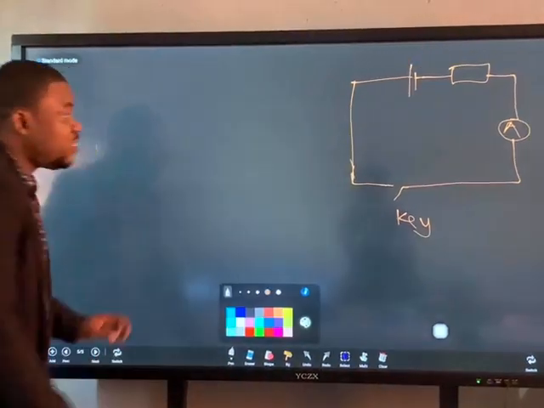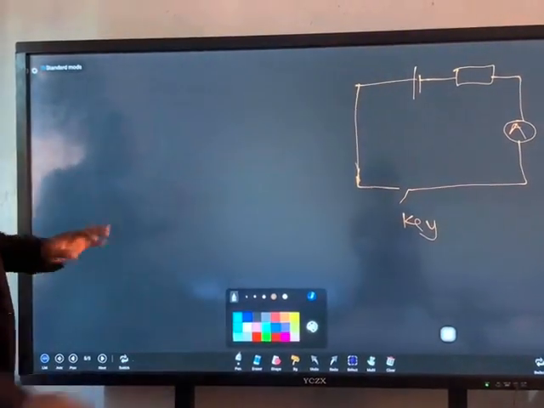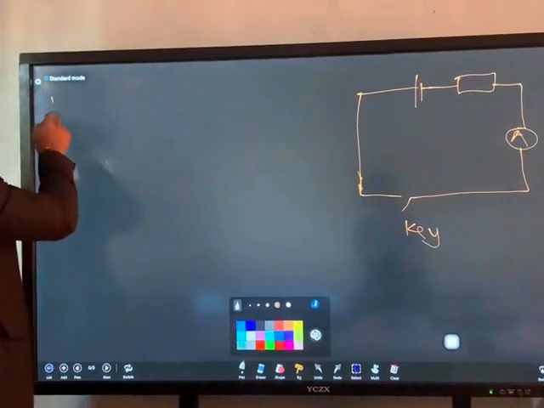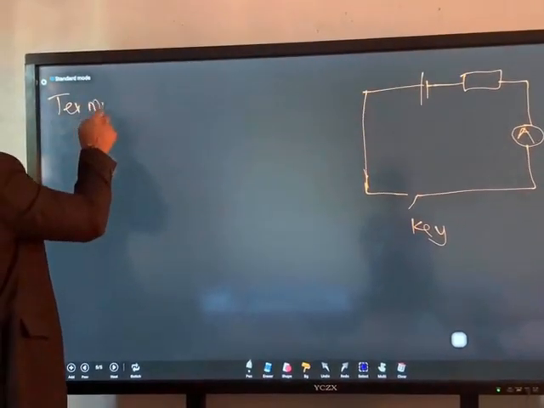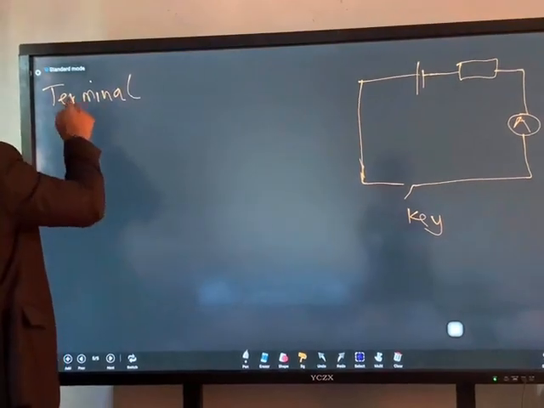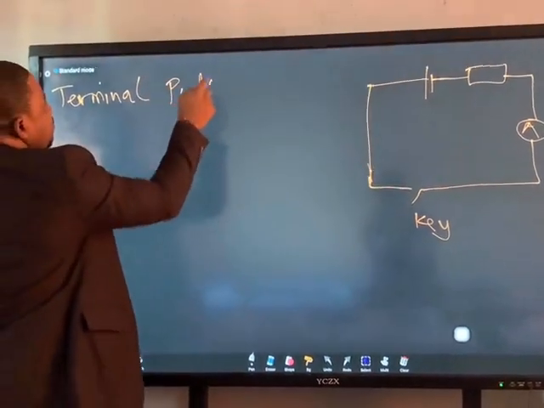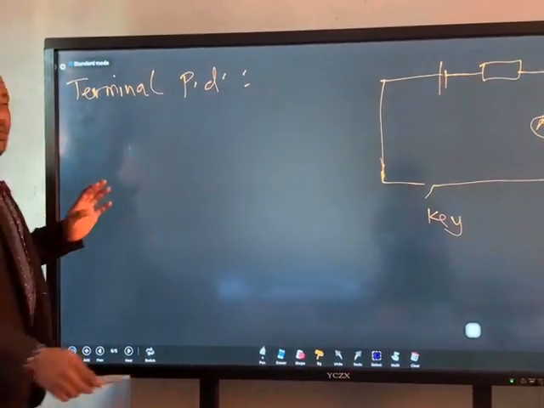They are two different things. Alright? So I'll talk about terminal potential difference. I just call it terminal PD. So what is terminal PD?